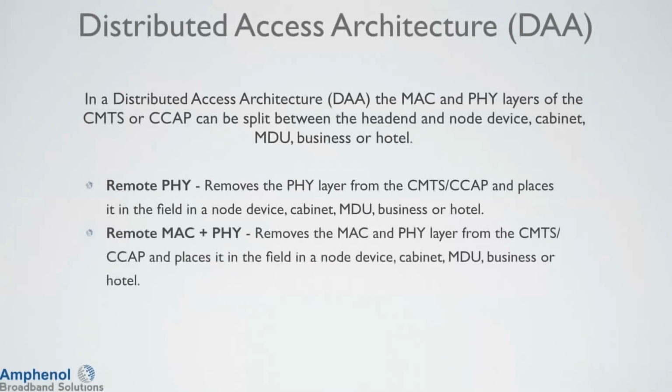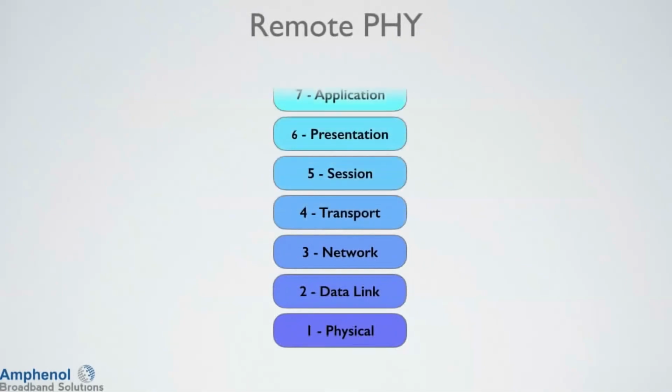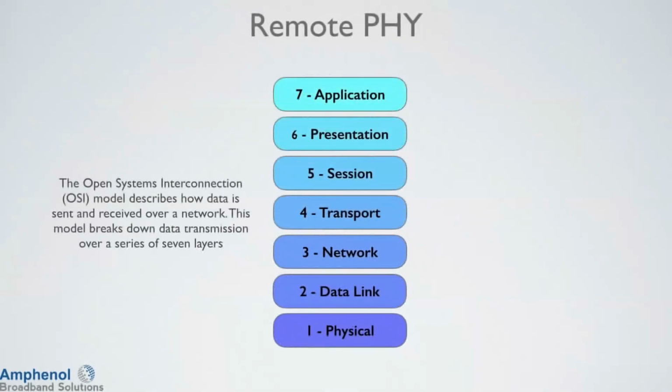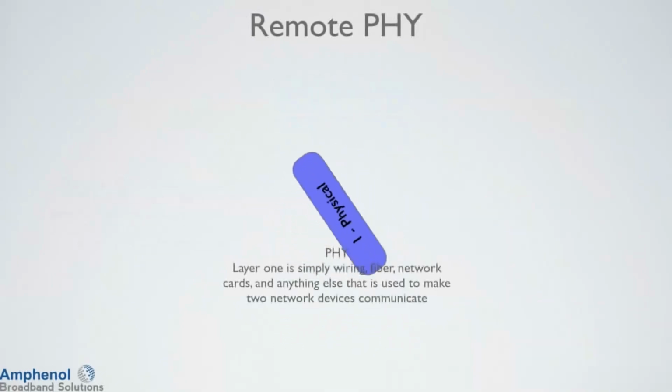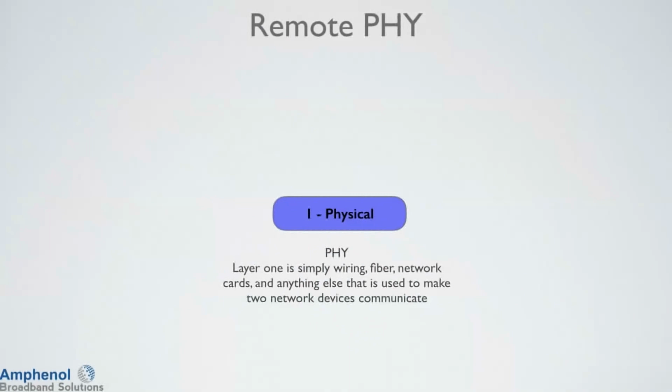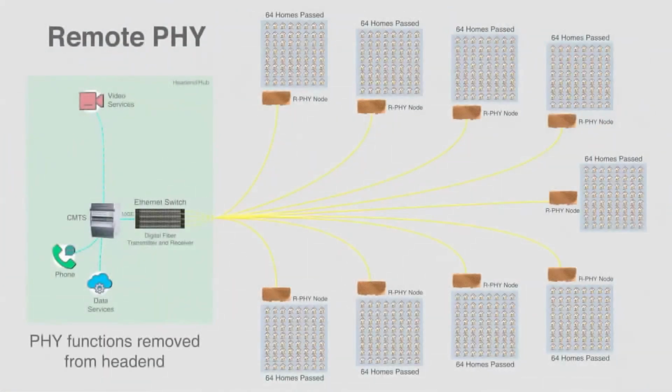So when we talk about the physical and MAC layer, we're talking about portions of the OSI model. This model illustrates how data is moved from one portion of the network to another. Layer 1 is simply wiring, fiber, network cards, or anything that helps two network devices communicate. With Remote PHY, RF line cards are replaced with digital line cards, and they have Ethernet ports. The modulator and demodulator functions of the CMTS are now placed out in the field. This removes all RF cabling, splitting, and combining from the head end.